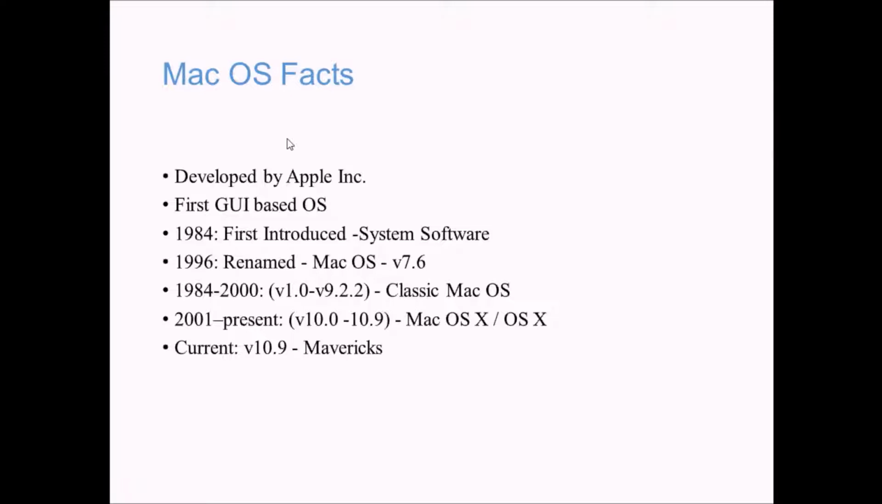These are some history about the Mac OS. It was first introduced as a system software in 1984. Then finally it was renamed as Mac OS in 1996. And from 1984 to 2000, it was a classic Mac OS. And from 2001 till present, it is generally called Mac OS X. And the current version is 10.9 Mavericks.